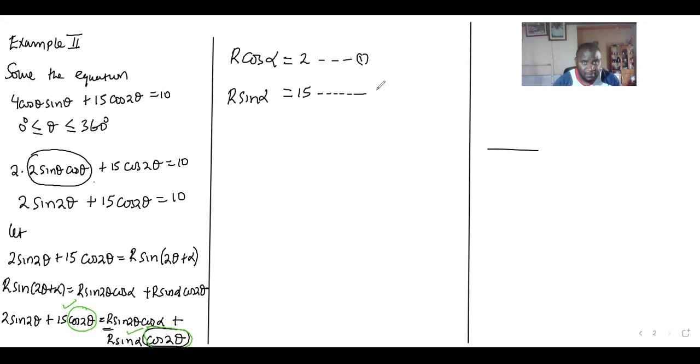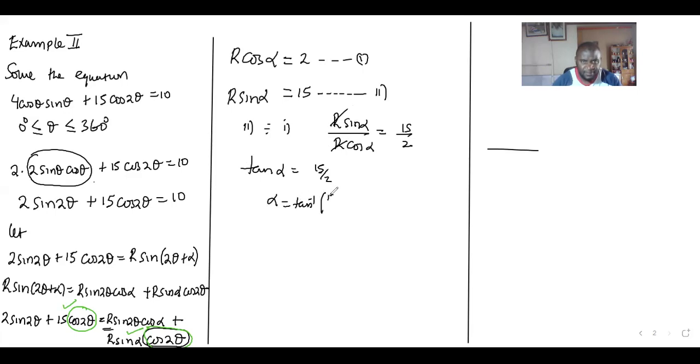Madina? Yes. Okay. Now we can divide equation 2 by equation 1. So that I have R sine alpha divided by R cos alpha is equal to 15 out of 2. I lose the R, I'll get tan alpha is equal to 15 out of 2. Alpha is tan inverse of that. What do we get for alpha?